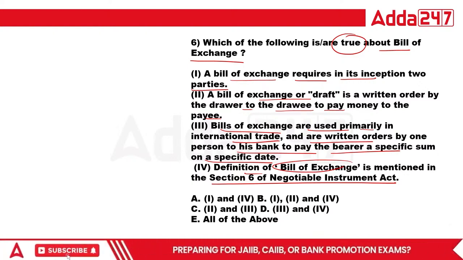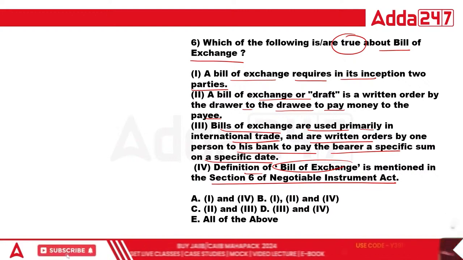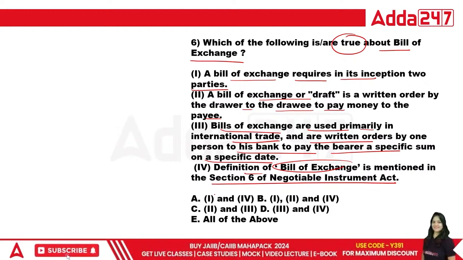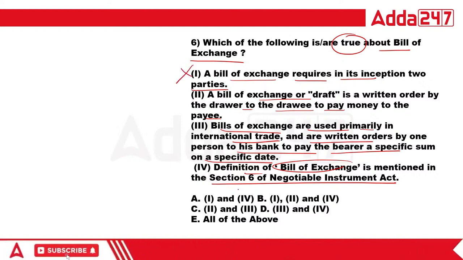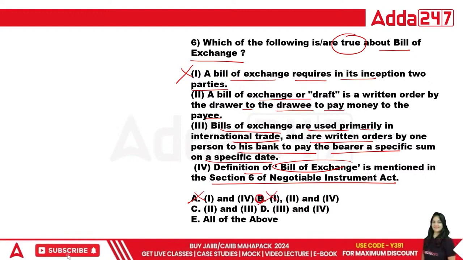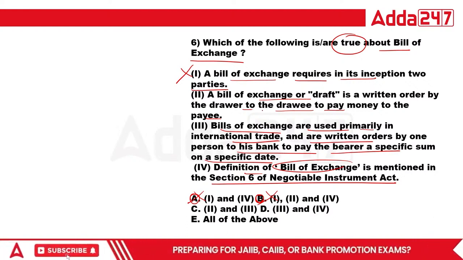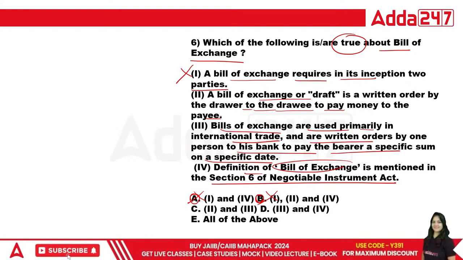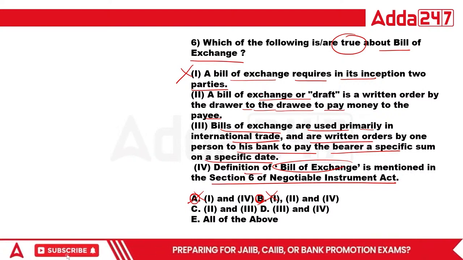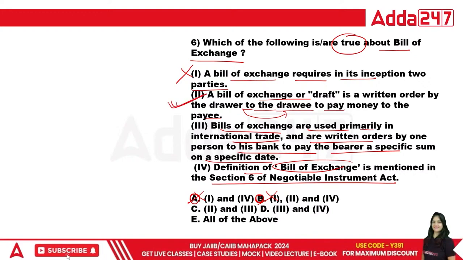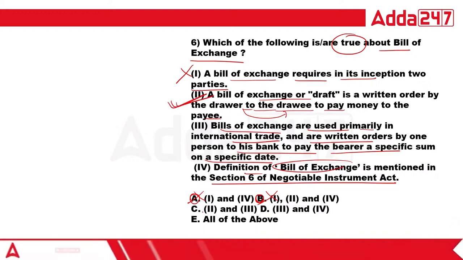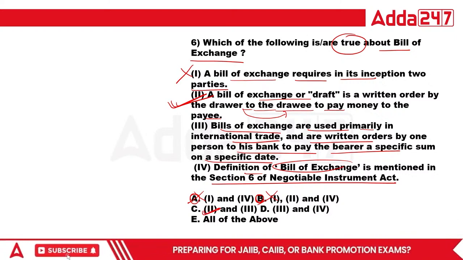First of all, saying the bill of exchange has two parties, that answer is absolutely wrong. First is wrong, which means this cannot be the right answer. So A and B cannot be the right answer. The bill of exchange or draft is a written order by the drawer to the drawee to pay money to the payee. This is absolutely right. Second is right. It means C is right.